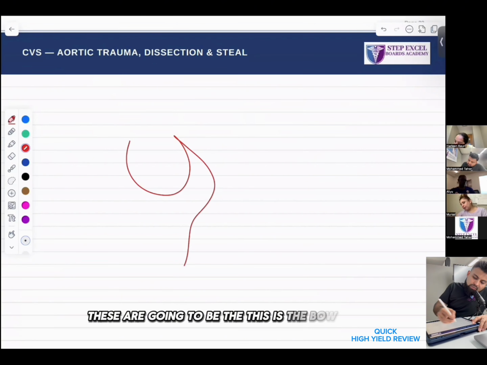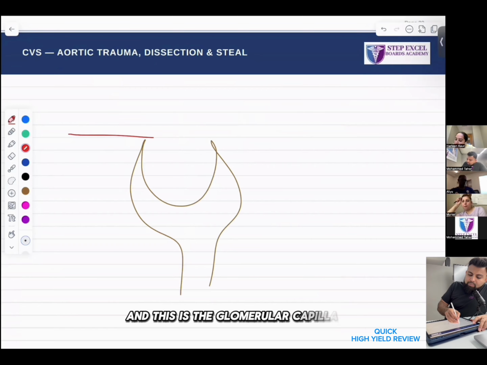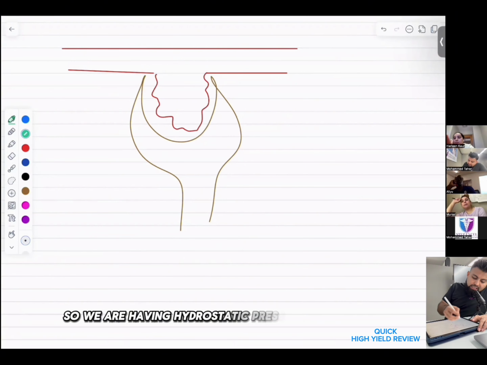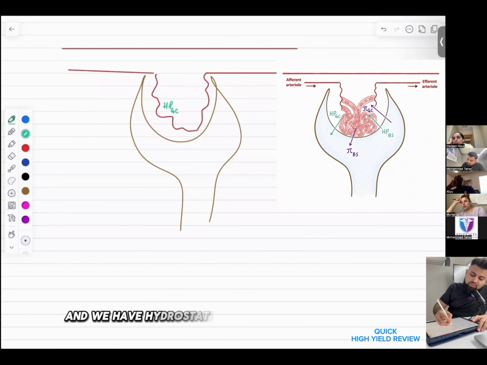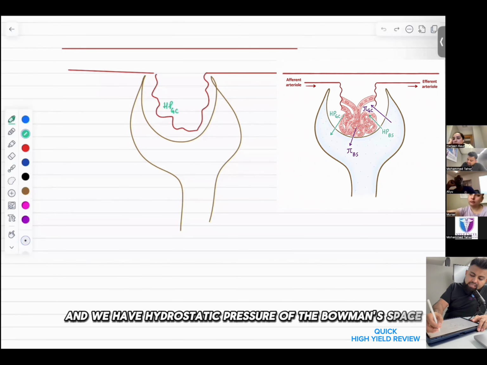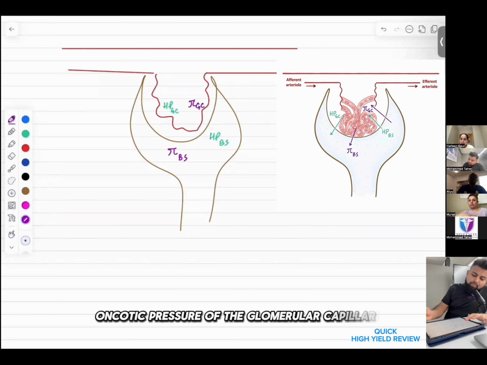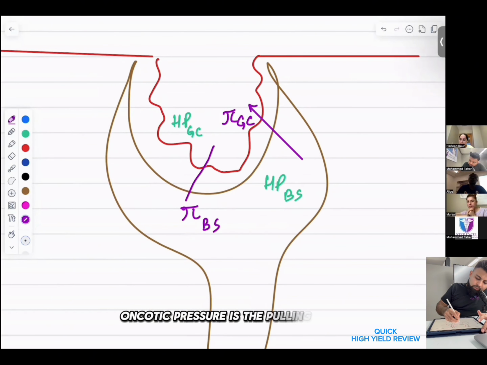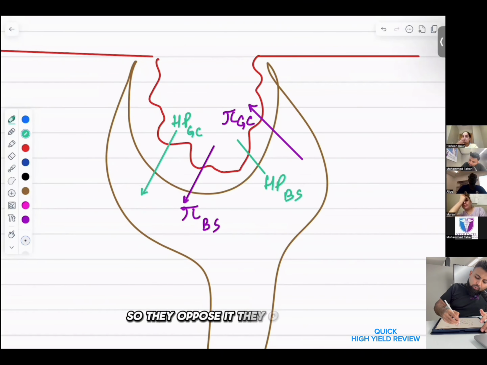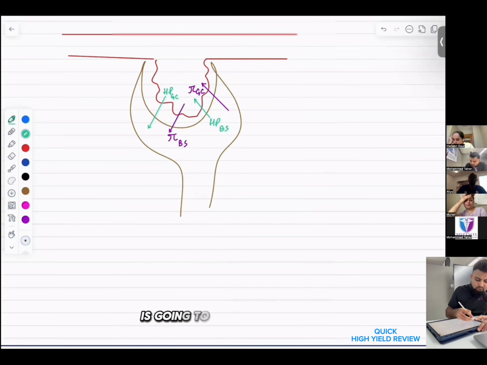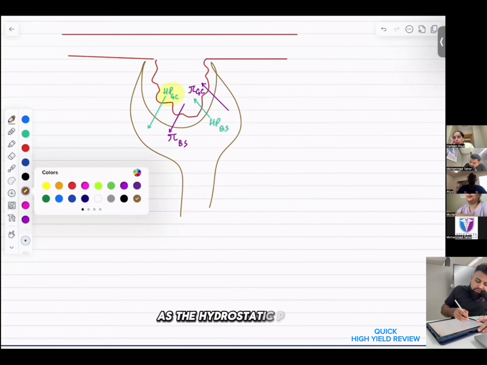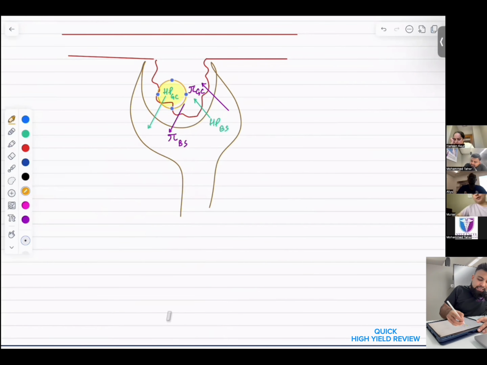Okay, this is the Bowman space, and this is the glomerular capillaries. So we have the hydrostatic pressure of the glomerular capillaries (GC) right now, and the hydrostatic pressure of the Bowman space, and then we have the oncotic pressure of the Bowman space, and the oncotic pressure of the glomerular capillaries. We know that oncotic pressure is the pulling pressure and hydrostatic pressure is the pushing pressure. So they are opposite, right? And that's what is going to favor the filtration. As the hydrostatic pressure of the glomerular capillaries predominates, it favors the filtration.